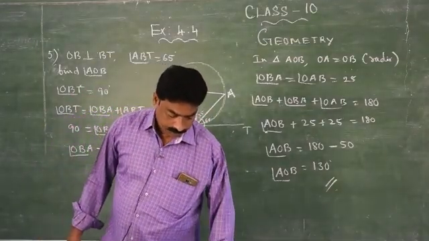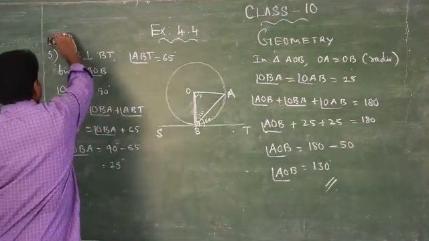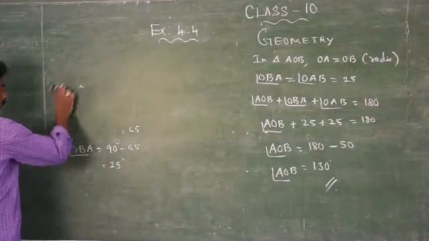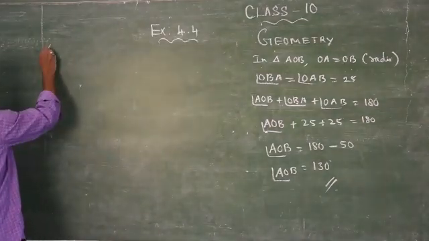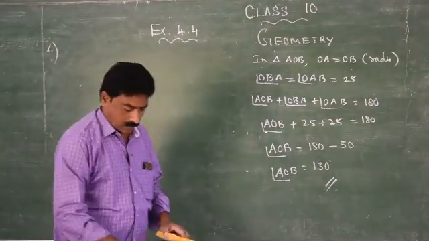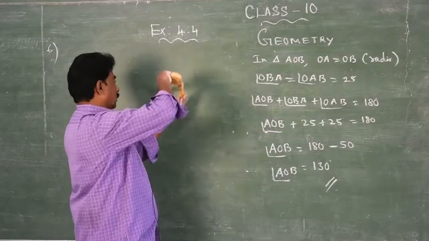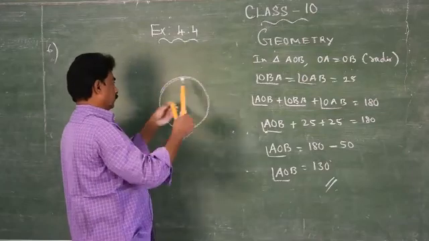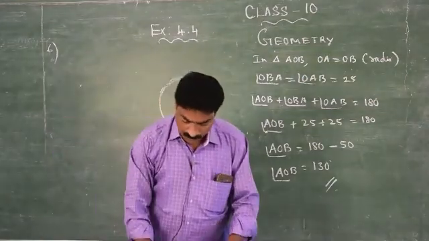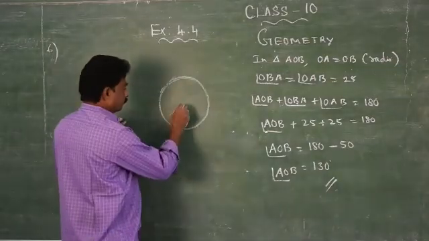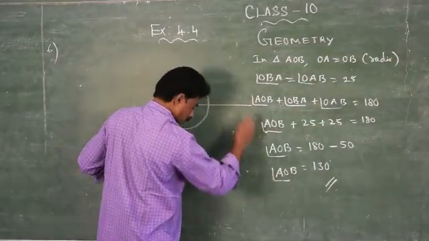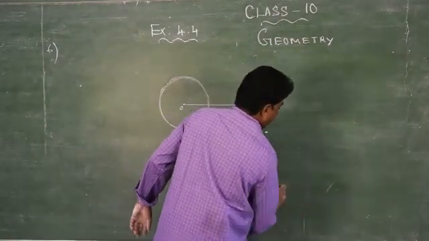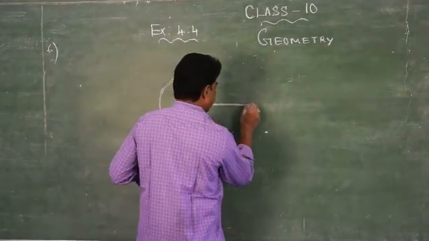The next sum. Look at the diagram from the book. Problem number 6. Draw the diagram first. A circle is there. And what is given? O is the center of the circle, and T is a point outside the circle.